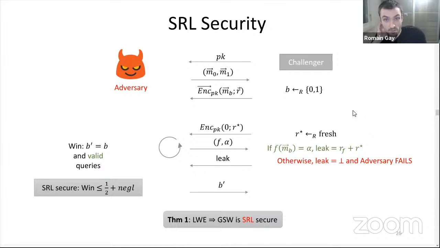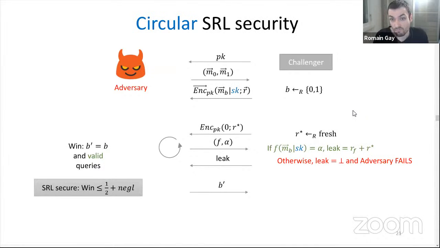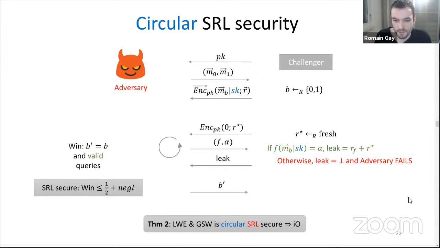And the circular variant of this is similar, except now the adversary is also provided with an encryption of the secret key. And note, it's important that the randomness leakage, this R_f, manipulates the randomness of everything: the encryption of the ciphertext, the encryption of M_b, and the encryption of SK. Apart from that, it's a similar security game. And we show that you can build IO if you assume that GSW is circular SRL secure, and if you assume LWE.